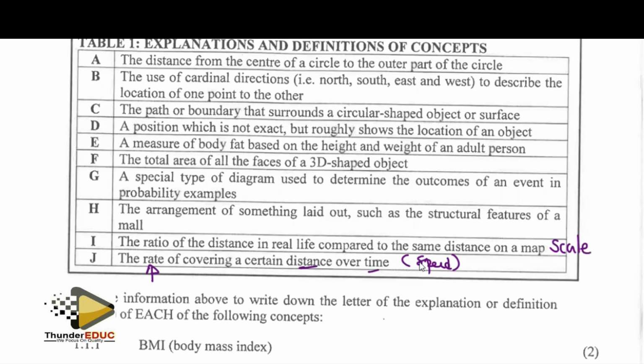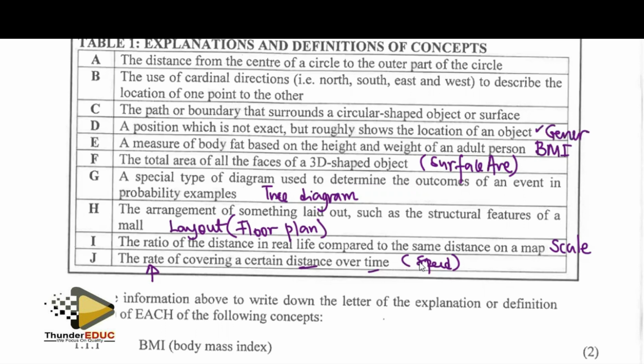a scale. Arrangement, this is the same as a layout in the form of a floor plan. A special type of diagram, this is called a tree diagram. This is surface area. A measure of body fat, this is supposed to be BMI. A position which is not exact but roughly shows the location of an object. This could be general direction.